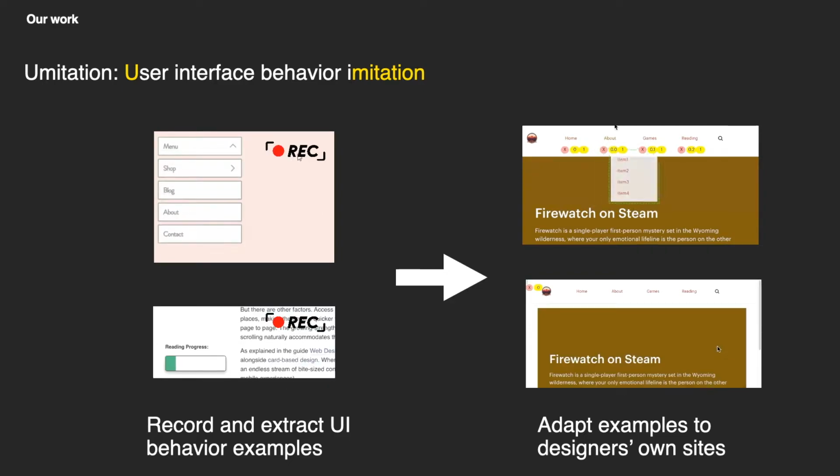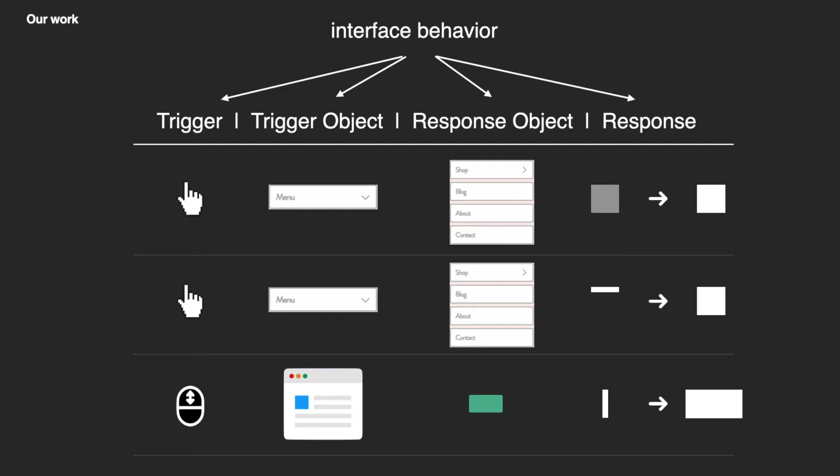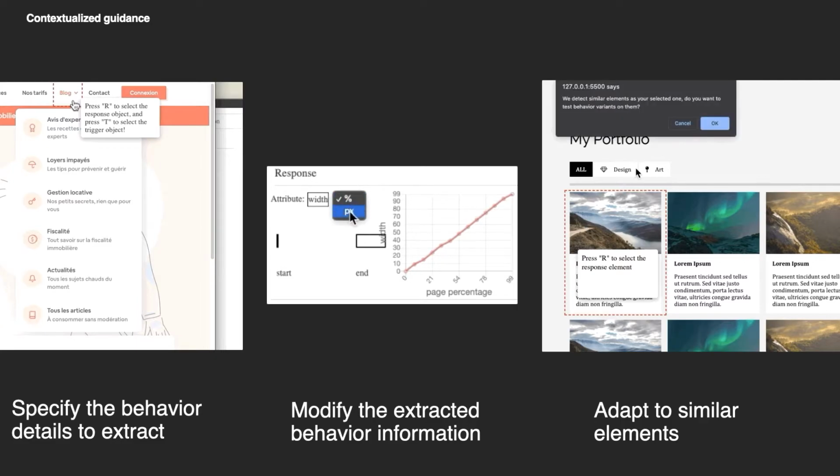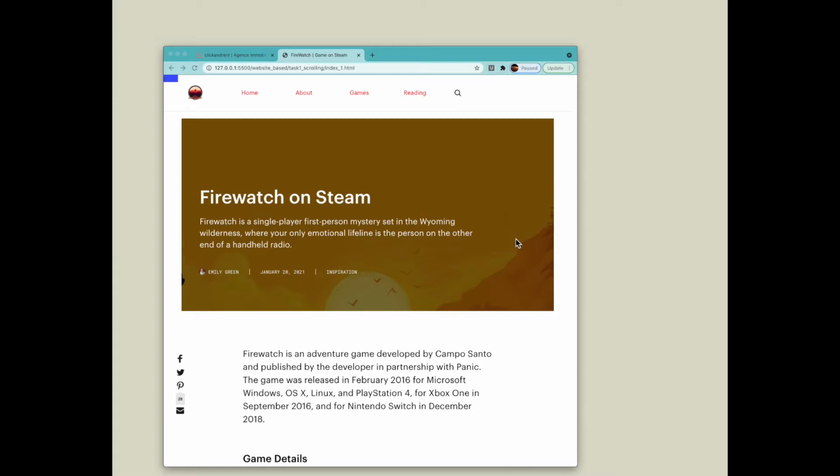To make the retargeting process easier, we break down an interface behavior into 4 components: trigger, trigger object, response object, and response. This makes a UI behavior a first-class object that users can easily and directly use. Umitation also provides contextualized guidance to help more precisely retarget behaviors from source to target websites. Let's take a look at some examples.